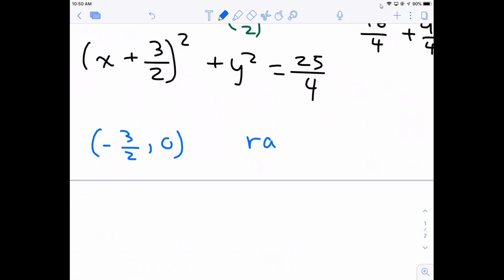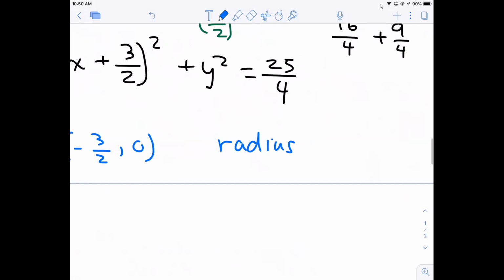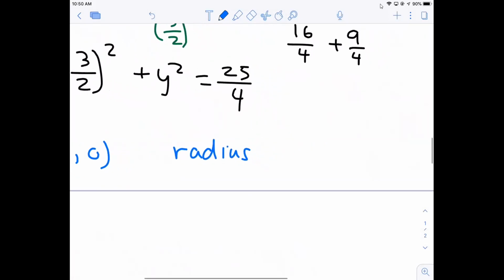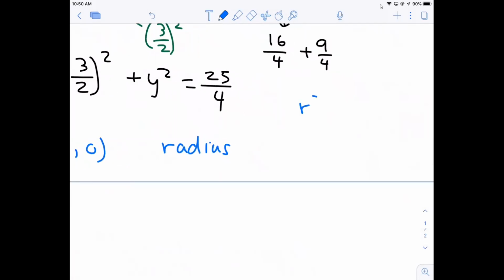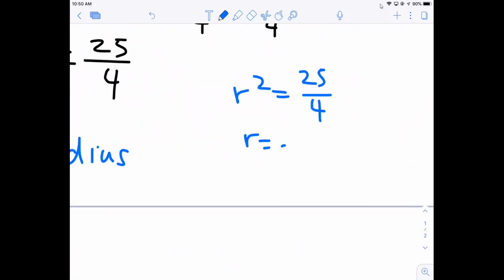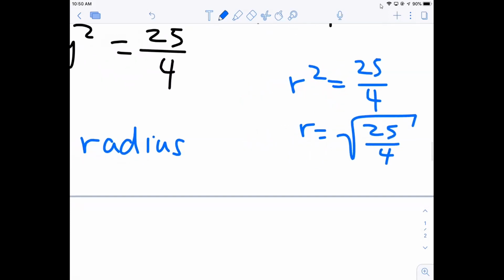And our radius, well, the reason I want you to write it as a fraction is, what's the square root of 25 over 4, right? R squared is 25 over 4, so r is the square root of that. Well, if I square root 25 over 4, that's just the square root of 25 over the square root of 4, which is 5/2.